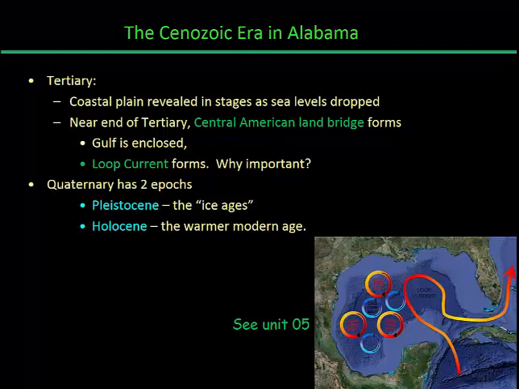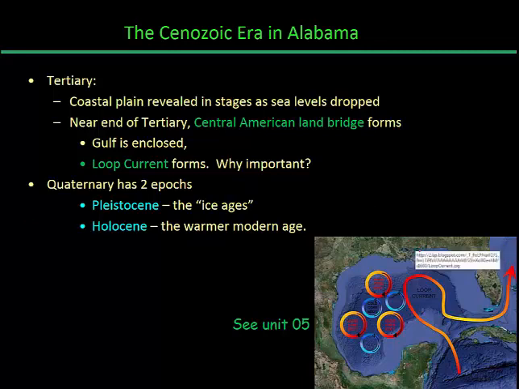Okay, let's take a look now at some of the events that really shaped Alabama and the Southeast during the Cenozoic era. As sea levels dropped, the coastal plain emerged. So as the Gulf of Mexico's edge gradually moved further and further south, you see the little arrow that I'm drawing on the map. As sea levels dropped, it revealed the land that we now call South Alabama and southern Mississippi and so forth. The other thing that happened during the time is that enough water dropped that the Central American land bridge emerged. There was also some volcanic activity along there.